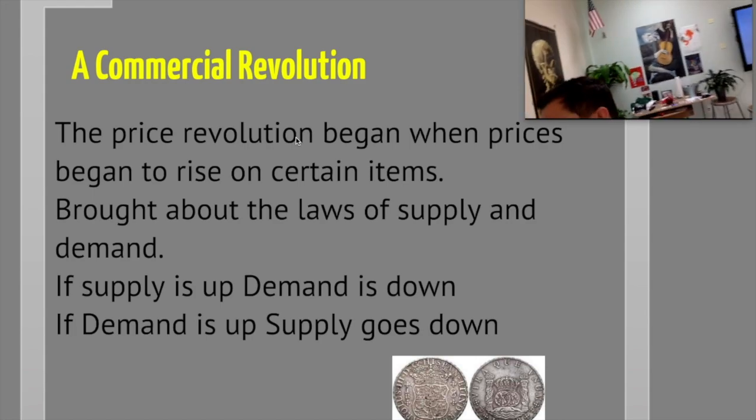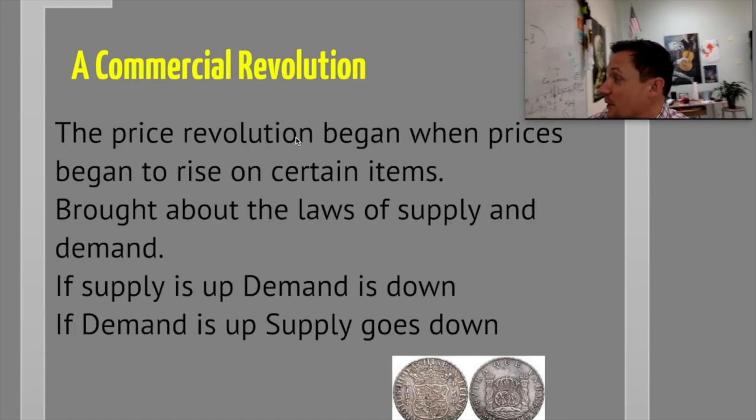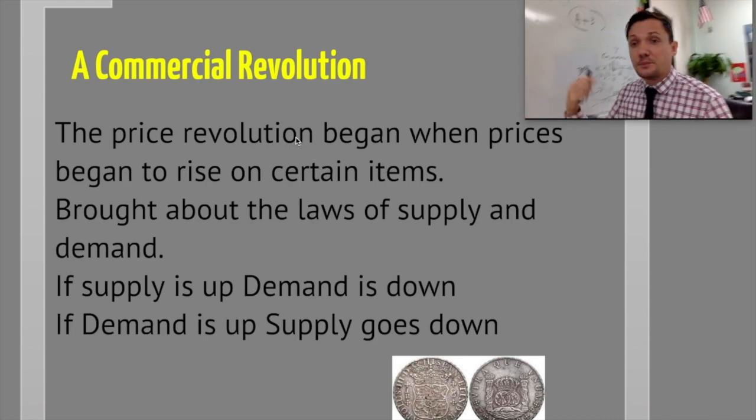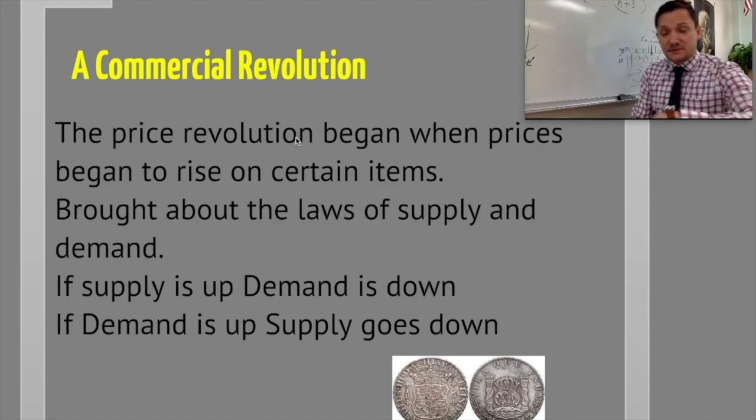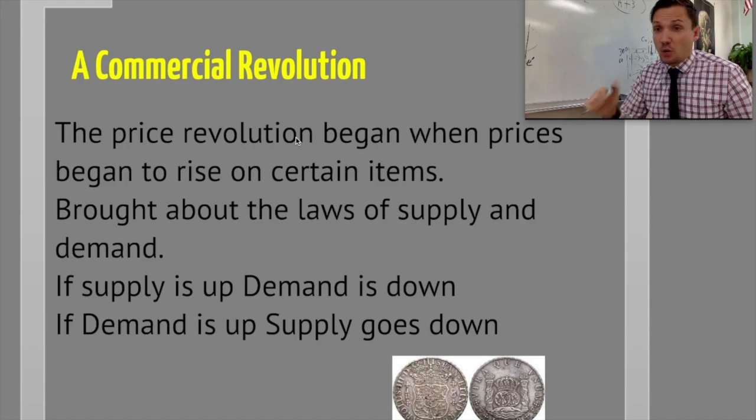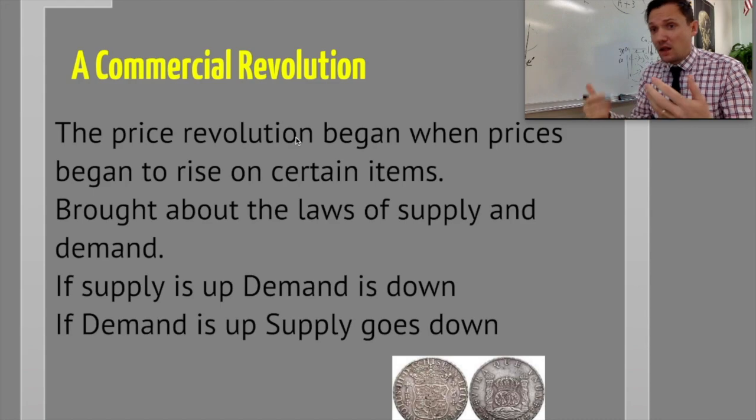So the price revolution is going to create an abundance, or the Columbian Exchange is going to create an abundance of items, right? So people now had more access to certain items. They had more access to wheat and corn and tomatoes and potatoes and so on, right?